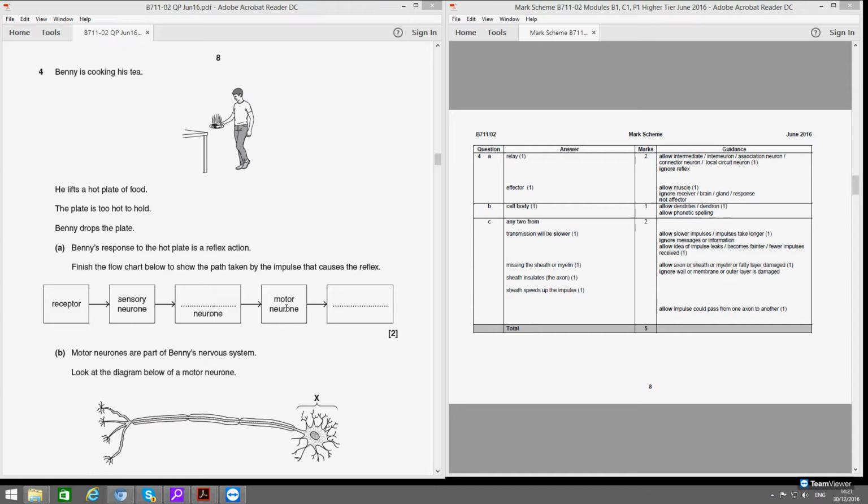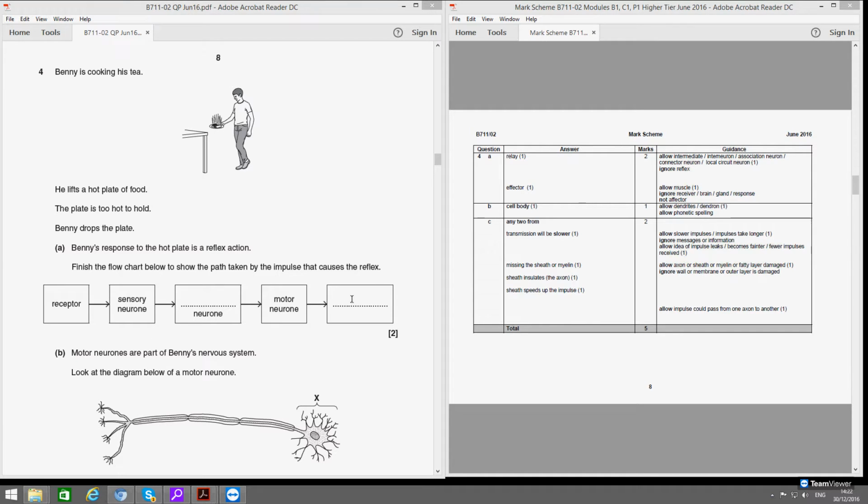through your motor neuron, and that will then activate an effector that's spelled E-F-F-E-C-T-O-R, not A. They won't give you a mark if you spelt that with an affector. That's not correct. So it's an effector, and the effector is usually a muscle or a gland. Now, if you think about it, that's going to activate the muscles in your fingers to relax actually, and therefore let go of the plate and therefore drop it.